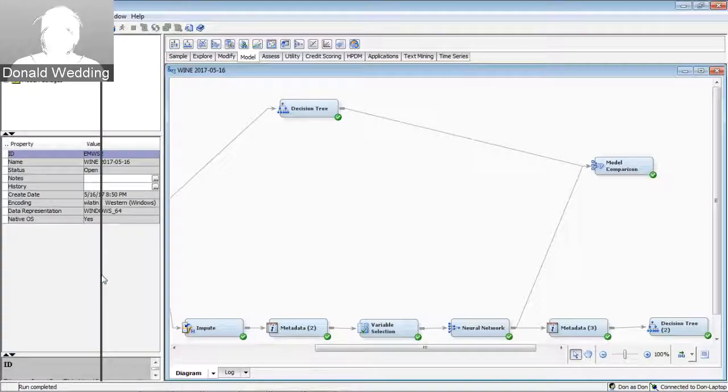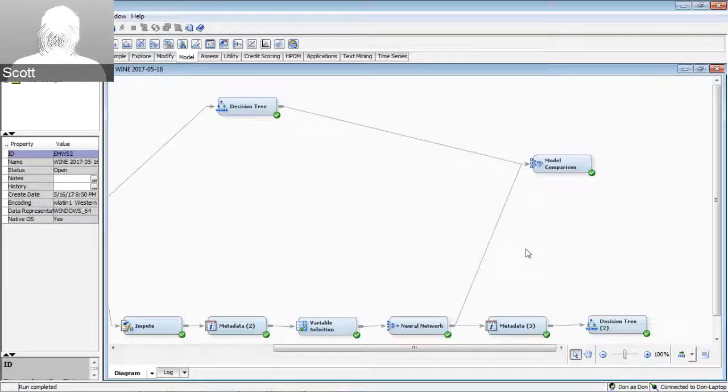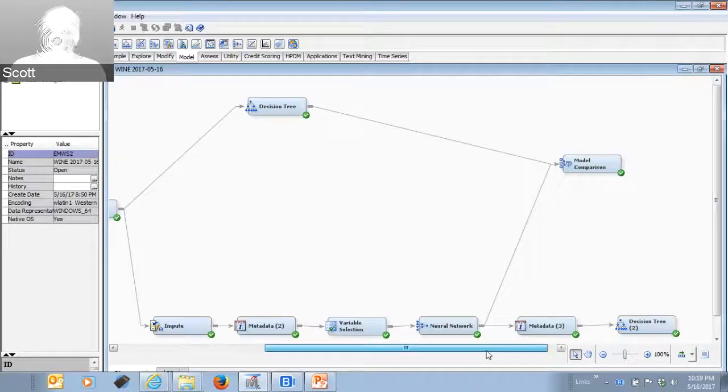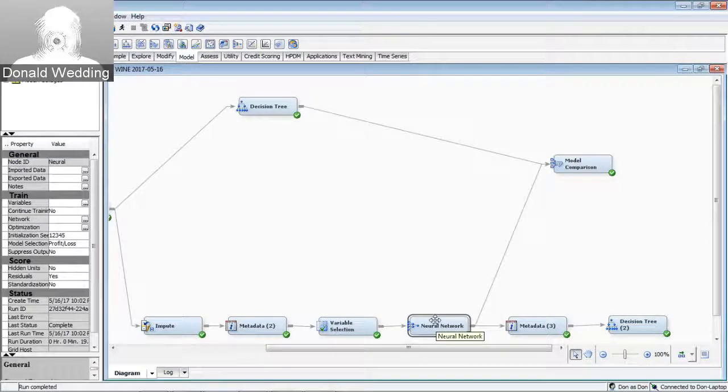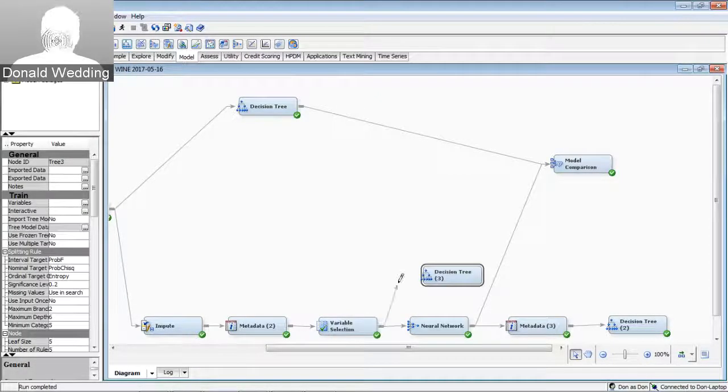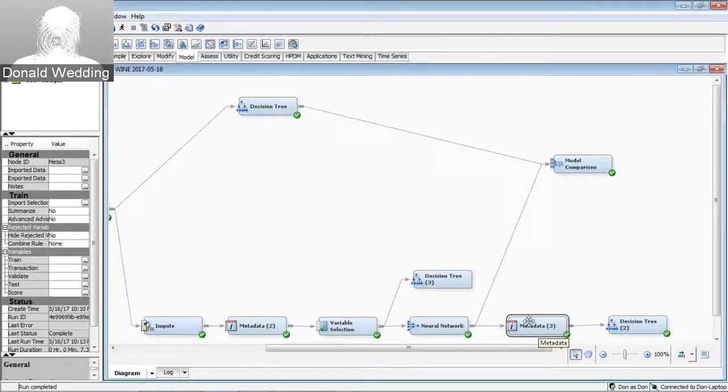Go ahead. I was going to say, couldn't I get the same rough idea by doing a decision tree after variable selection? Or what's happening in the neural network that's making the difference? Well, the neural network is building a model. You probably could. It's very possible that this guy here may be just as good. But what I'm doing here is I've changed my target so that my target is not truly the real target, but it's what the neural network is. So I'm building a model on what the neural network predicted.